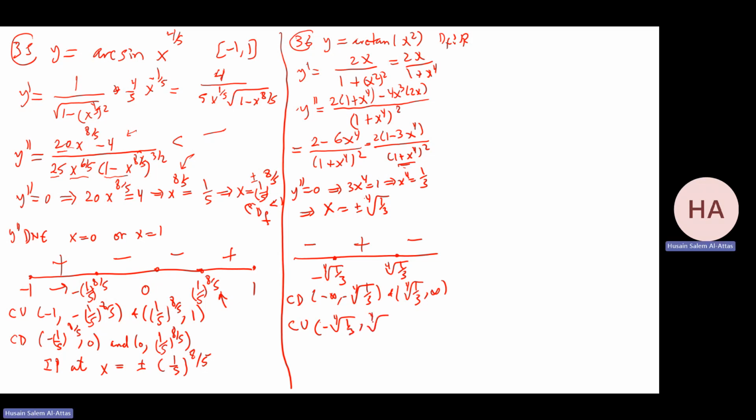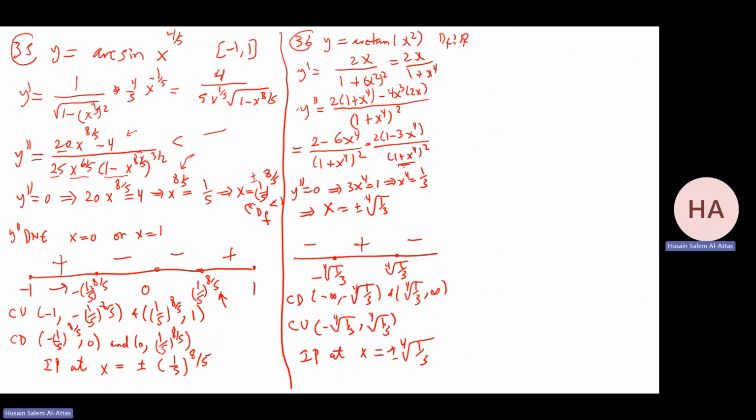The numbers are still easy to deal with, and they have inflection points at these 2 points. Okay, 36. Yeah, we are done with this complicated one. Well, I need to find the y double prime and discuss the concavity and inflection points.